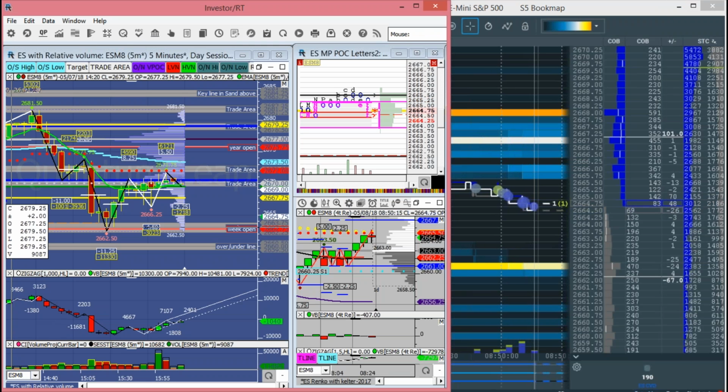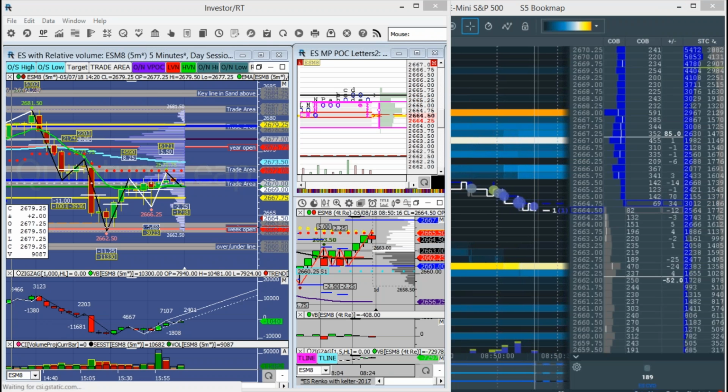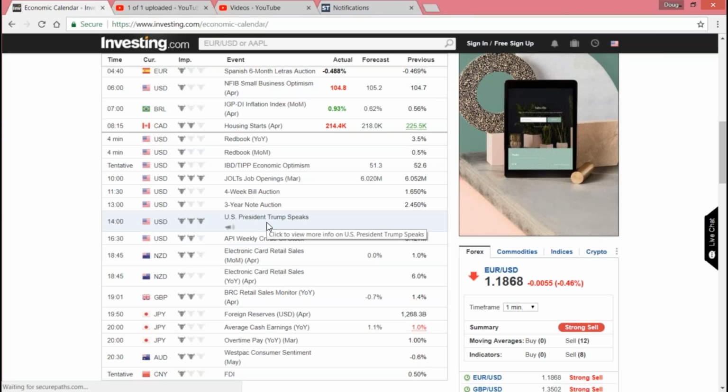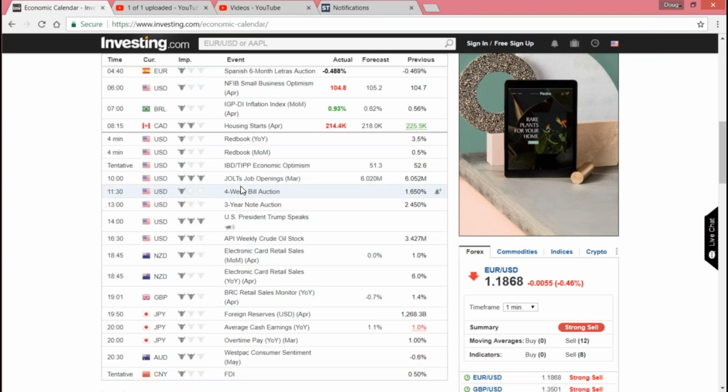In terms of the economic news, the big one today is going to be 2 o'clock when Trump makes an announcement on what he's planning to do with the Iran nuclear deal. We do have Red Book coming out in 4 minutes, not a really big mover, but JOLTS jobs comes out at 10.